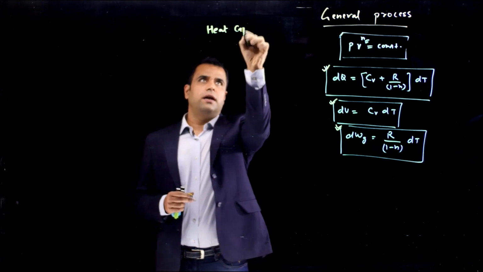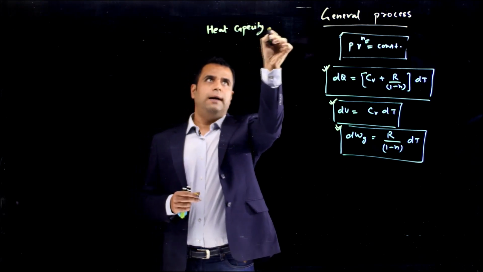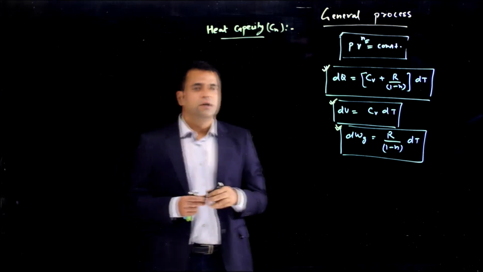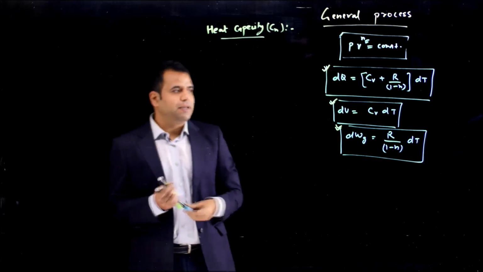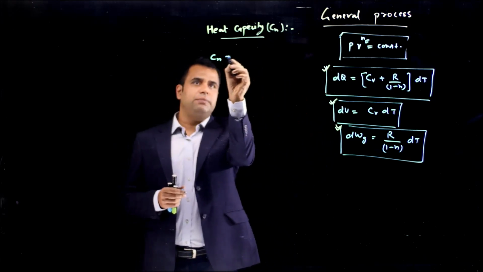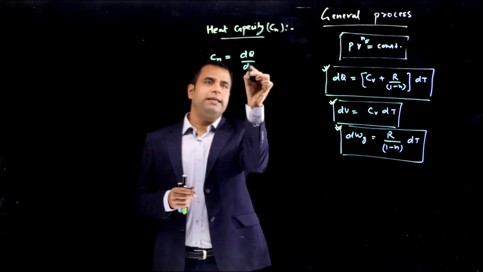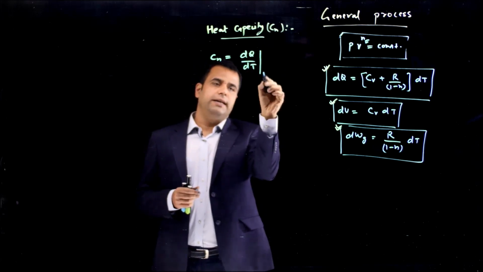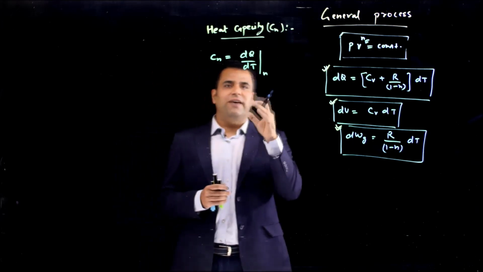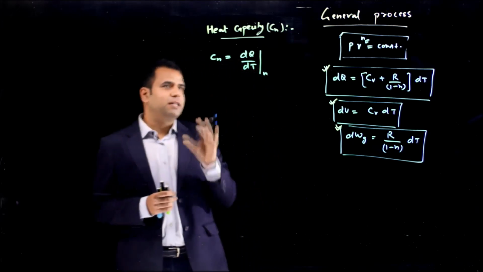Okay. So now we want to calculate the heat capacity for the general process. Heat capacity, I'm defining it as Cn. Heat capacity is defined as dq by dt for that n. I'm representing the general process with the help of n. So whatever is the value of dq by dt, that becomes the heat capacity.